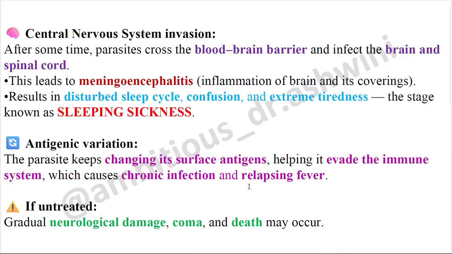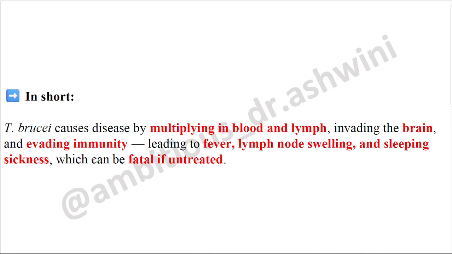Antigenic variation: the parasite keeps changing its surface antigens, helping it evade the immune system, which causes chronic infection and relapsing fever. If untreated, gradual neurological damage, coma, and death may occur. In short, Trypanosoma brucei causes disease by multiplying in blood and lymph, invading the brain, and evading immunity, leading to fever, lymph node swelling, and sleeping sickness, which can be fatal if untreated.